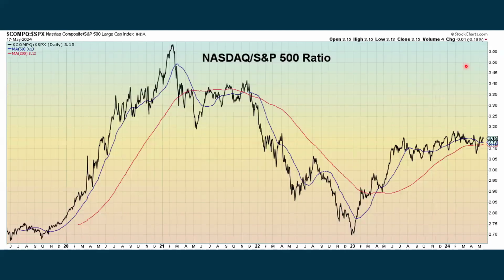We look at the NASDAQ compared to the S&P 500, and they both have just recently set all-time highs, but we've been going sideways now when we look at the NASDAQ. Typically, we would see the NASDAQ outperforming the S&P in solid bull markets, and it still is. And this is not necessarily a warning sign, but usually we would see this ratio going up.